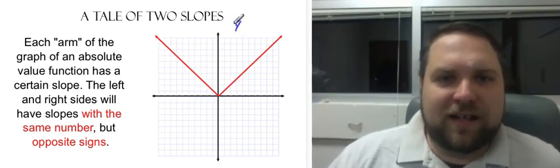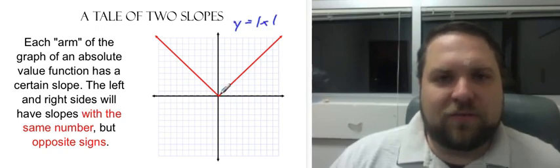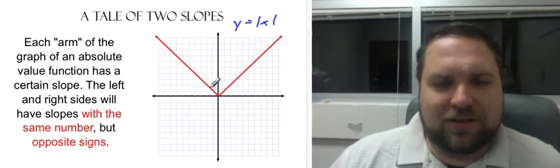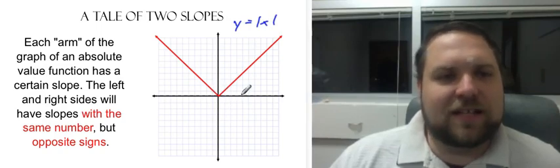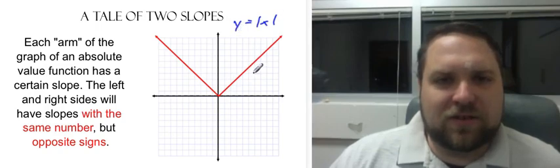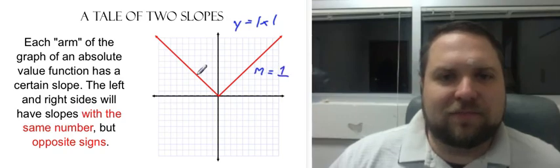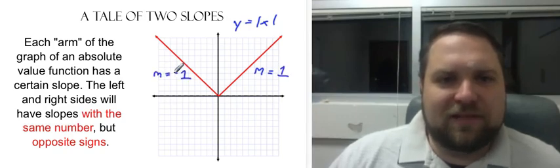This graph that you see right here is the graph of y equals the absolute value of x. No transformation of the vertex, so we don't have any h or k, so the vertex is right at 0,0. And for this particular function, the slope of this right arm is positive 1, and the slope of this left arm is negative 1.